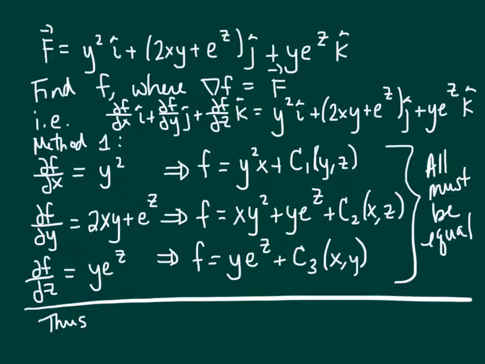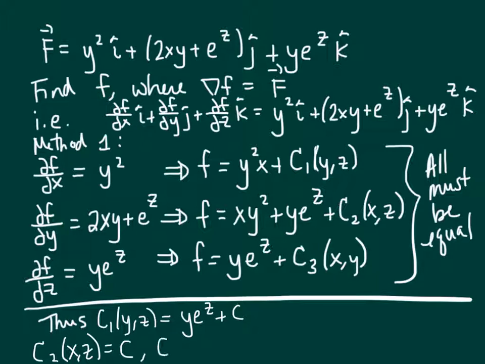So looking at all 3, the only way all 3 can be equal is if c1 of y and z is y e to the z plus any constant. C2 of x and z is just going to be a constant. And then C3 of x and y would be xy squared plus a constant. So again, that just comes from the fact that all 3 of those equations above have to be equal. So that's the only way that we can solve for C1, C2, and C3 and get one answer for f.